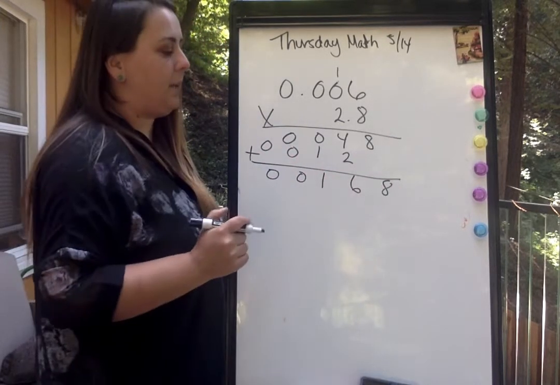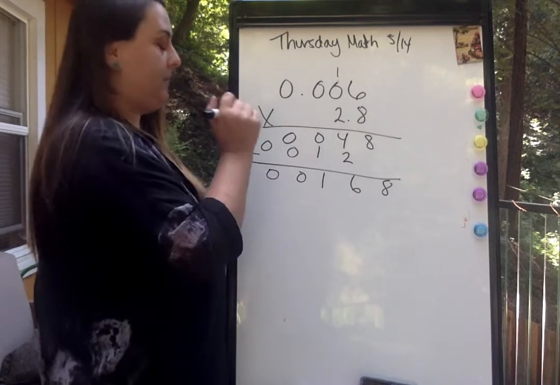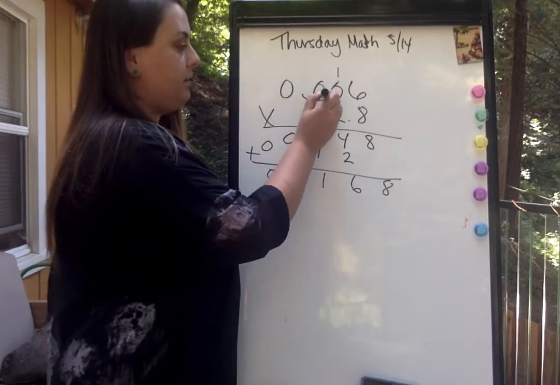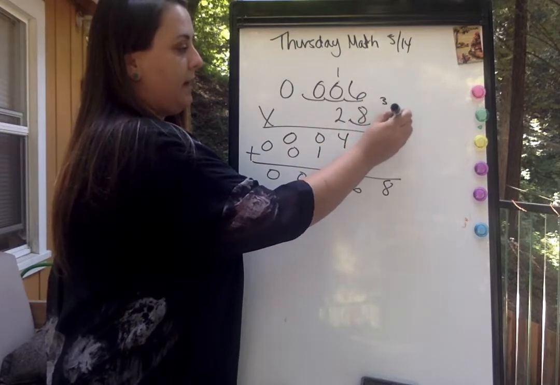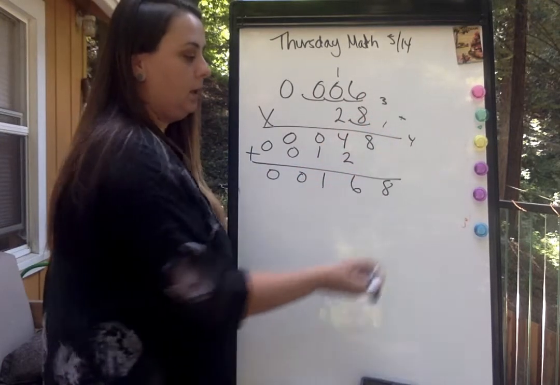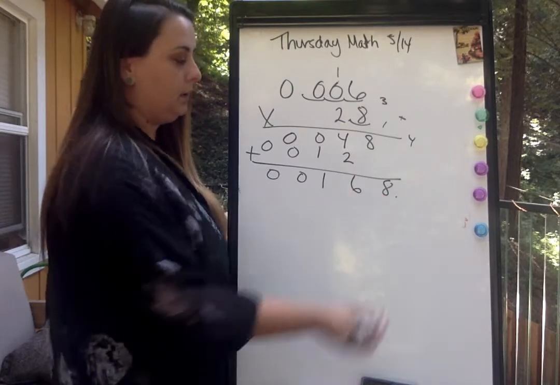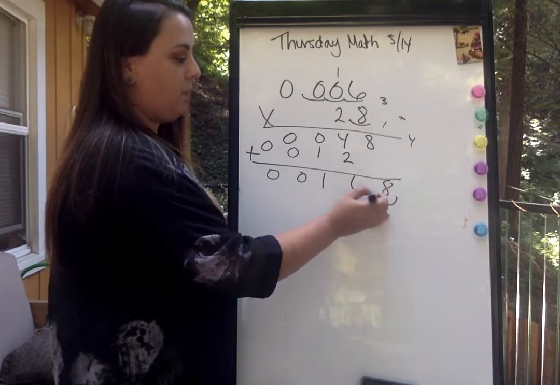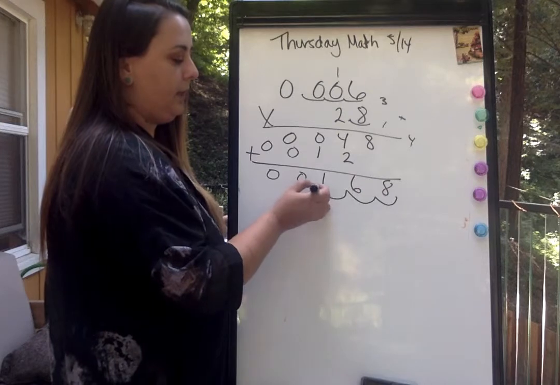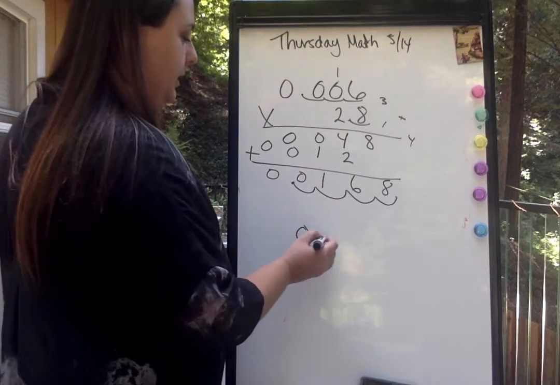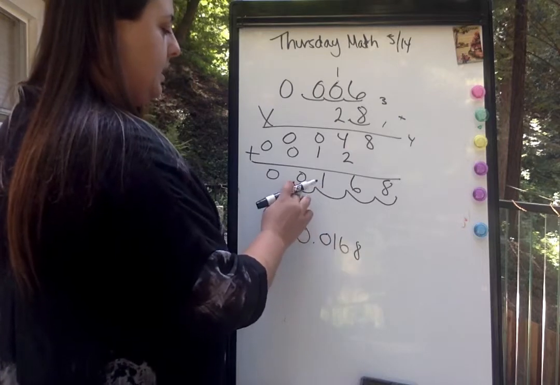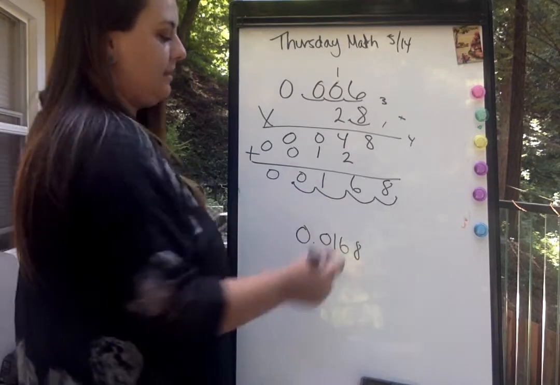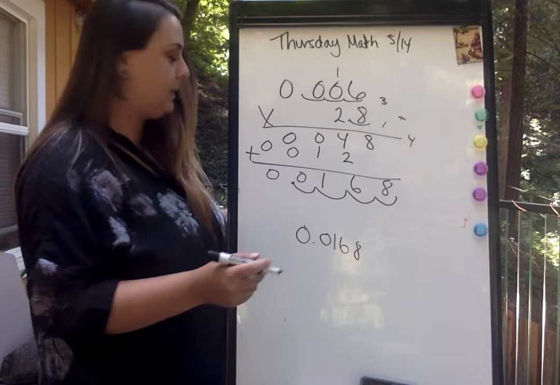Okay. Now we're going to count to the right of the decimal. So you've got 1, 2, 3, and then you've got 1 here. Add them together, you get 4. Start at the end of your whole number, and you're going to come over 4 places. 1, 2, 3, 4. Your answer is 168 tenths, hundredths, thousandths, 10,000ths. Okay?